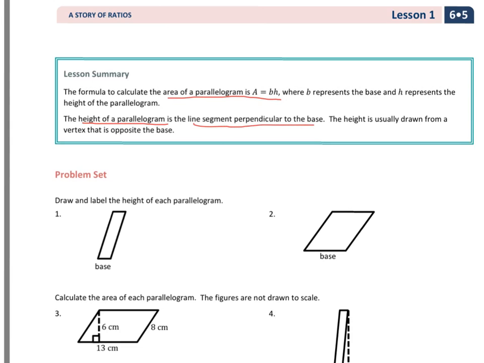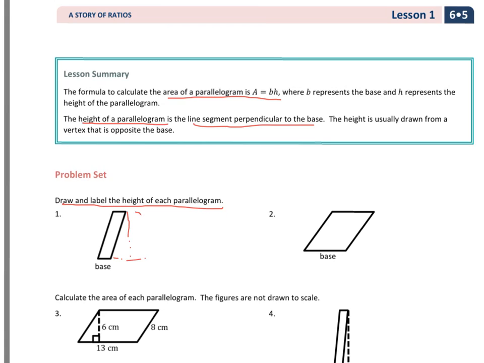So we'll show that with the first two questions here, because down here in the problem set it says draw and label the height of each parallelogram. There's a couple different ways you could label this, but it has to form a 90-degree angle to the base. It has to be perpendicular. So I'm going to go from this outside vertex, and I'm going to draw a dotted line straight down. And I'm going to continue the base out.